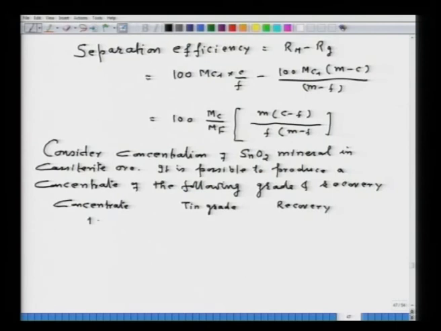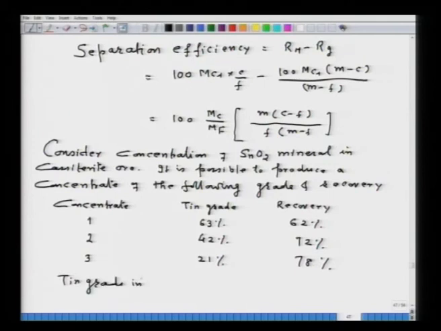Concentrate number 1, tin grade is 63% and recovery is 62%. Concentrate number 2, 42% and 72%. Concentrate number 3, 21% and 78%. Now, tin grade in feed is, let us say, given as 1%. Now, we have to find out the separation efficiency and analyze the result.